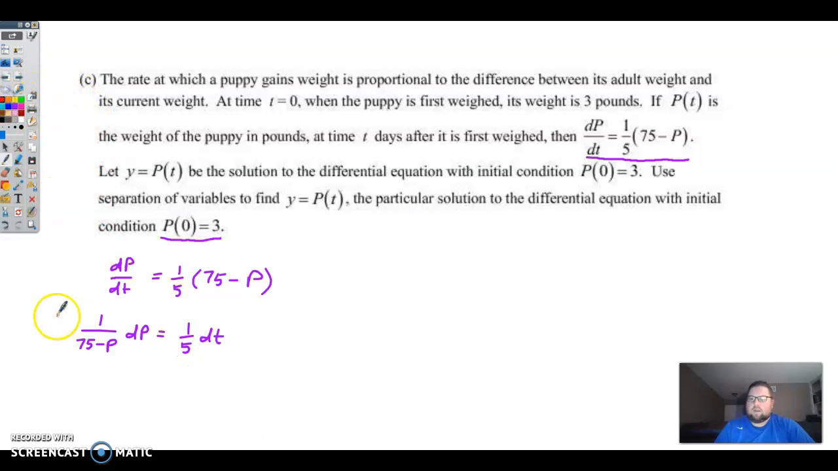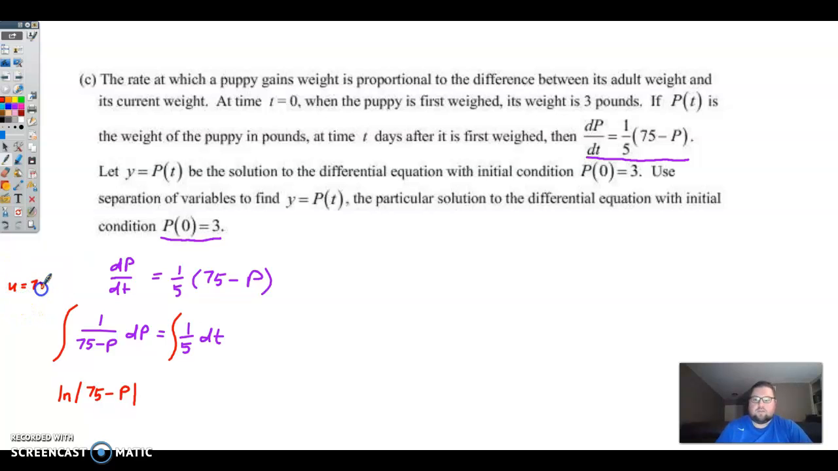All right, time to integrate. So we have a fraction where we have a p to the first power. So that's when you get a natural log. So natural log, absolute value of 75 minus p. Okay, you have to consider a u substitution here. Now, I like to do this one in my head because I don't want to waste time writing it all out. But if you're not seeing it in your head immediately, you may want to write it out.